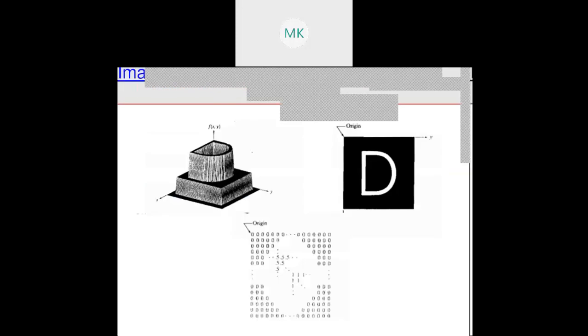How to represent the image? There are three representations we have to consider in order to represent the function f of x comma y. This is the first representation. In this representation, we plot the f function with two axes determining the spatial location, and the third axis is the values of f, which are the intensities, as a function of the spatial variables x comma y.